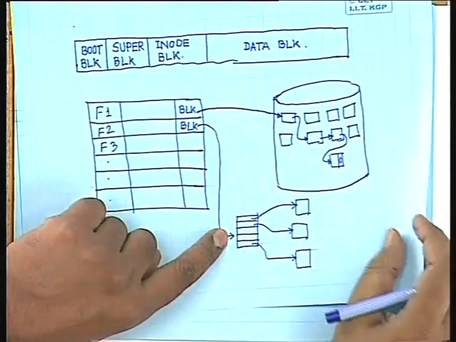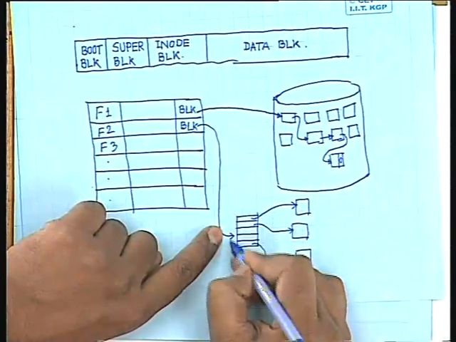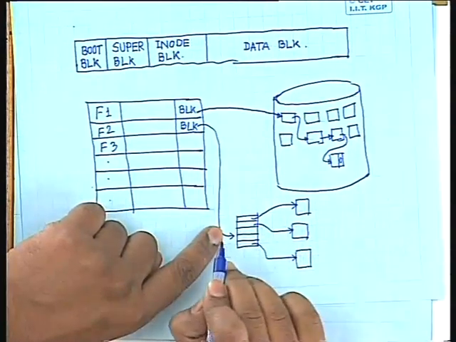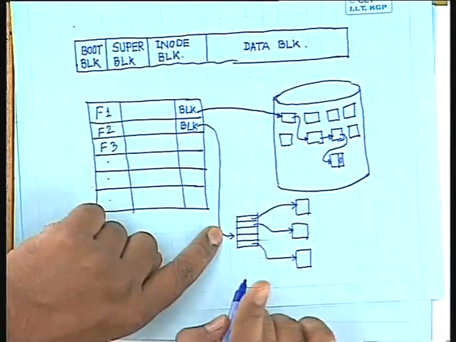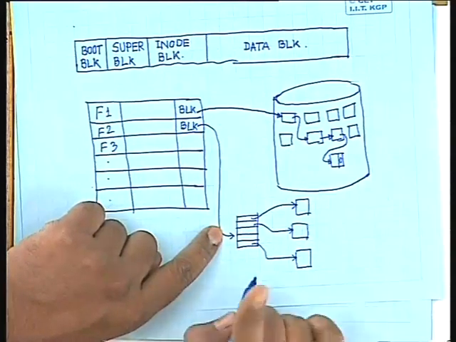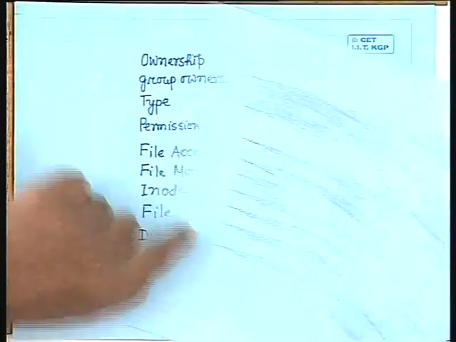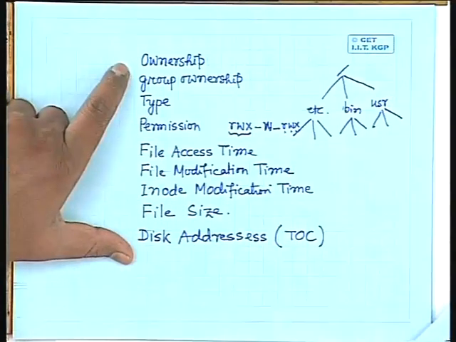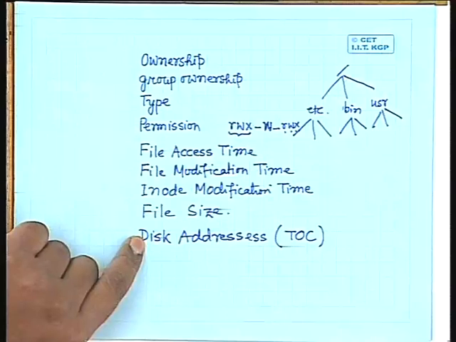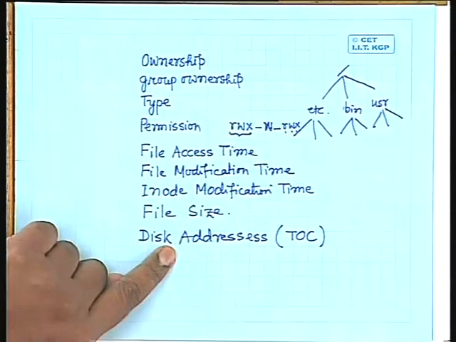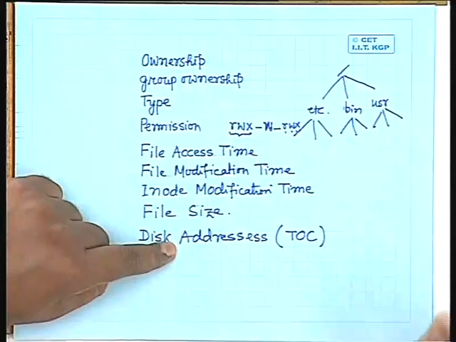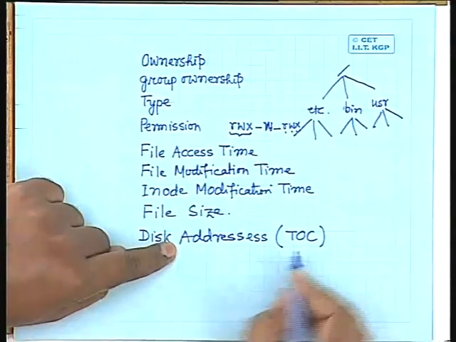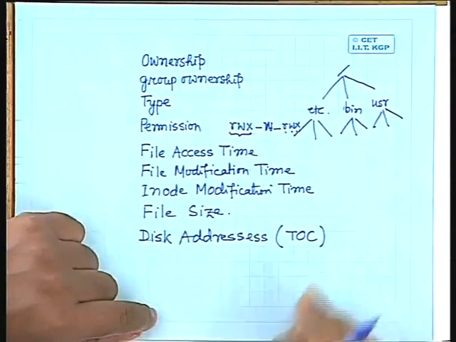Okay. In the case of the Unix operating system, this table is part of the inode. So for every file or every directory in the file system, an inode is allocated. The inode has this fixed structure. Okay. One of the fields in the inode is this table which contains the list of block addresses which contain the file data. And this table is called the table of contents, or TOC.